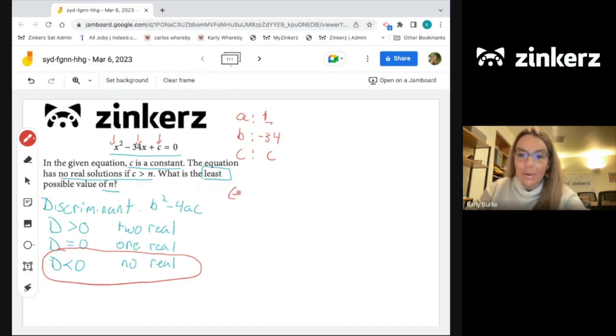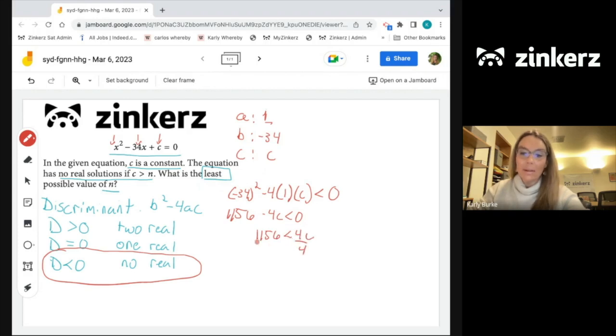Let's work this out. We have negative 34 squared minus 4ac has to be less than 0. So 34 squared is 1156. Don't forget you have easy access to a calculator on the digital SAT. Minus 4c is less than 0. We're going to solve for c, so we add 4c to both sides. 1156 is less than 4c, dividing by 4, and we have c is greater than 289.